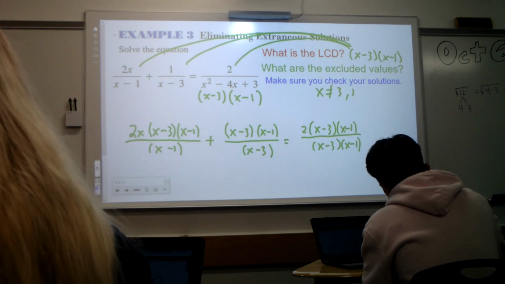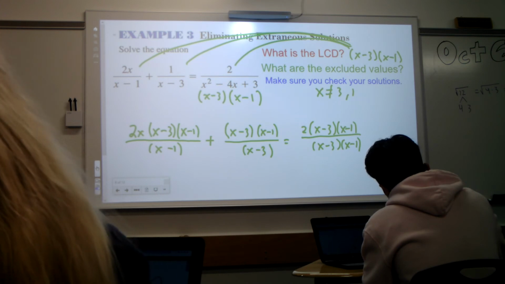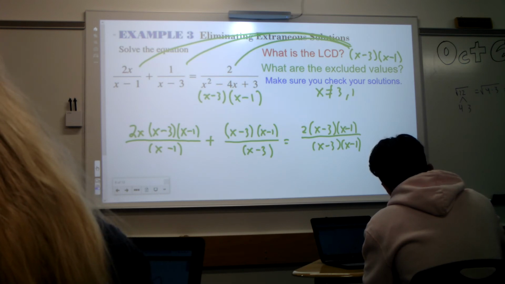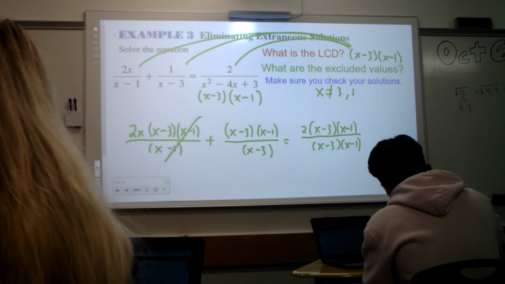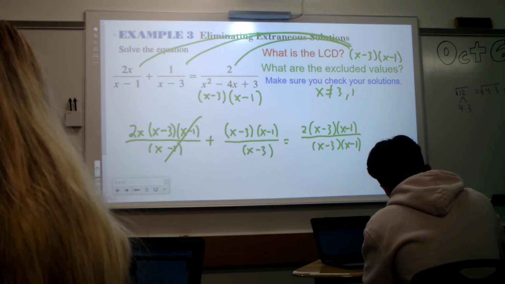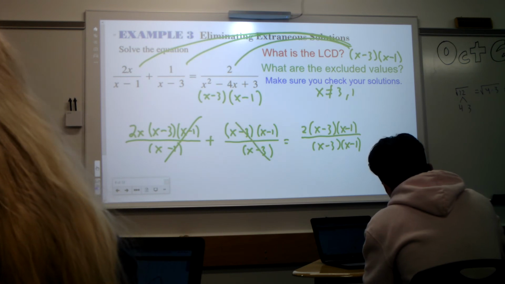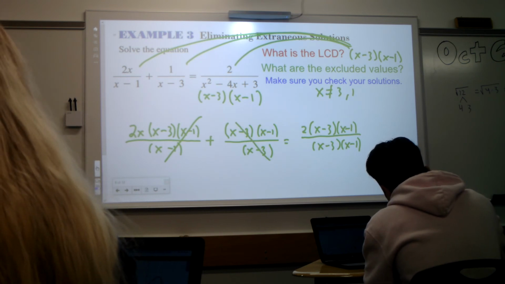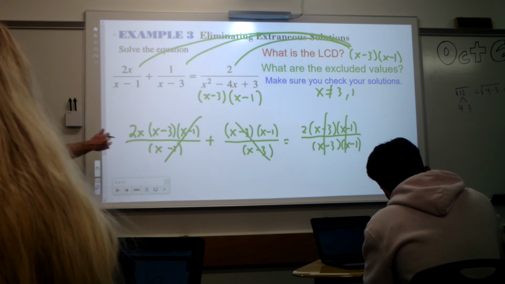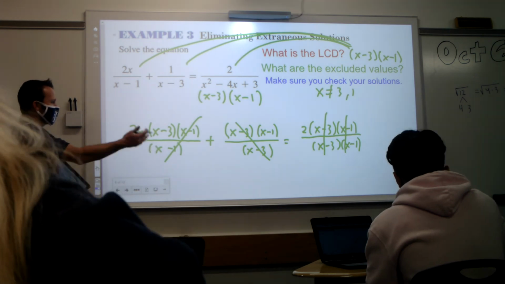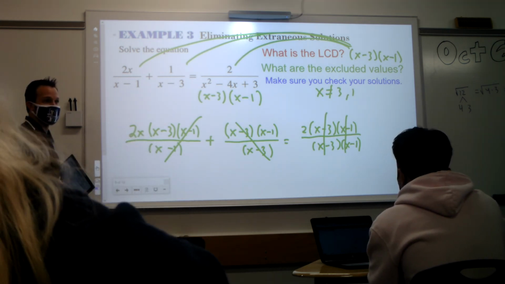Alright, Izzy, now that I've written that out, it's a lot of writing, right? What can I cross out on the first fraction? Okay, cool. Second one? And then the last one. Nice. So it's a lot of writing, but when we're done, it should be a lot easier because we don't have as much to write.